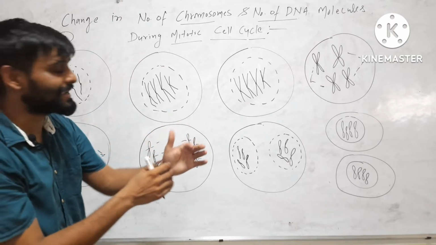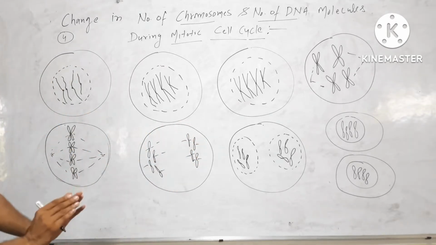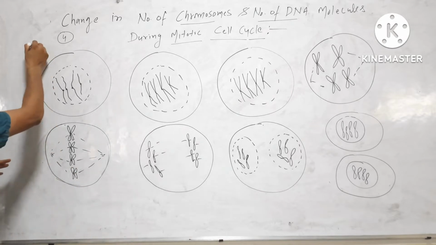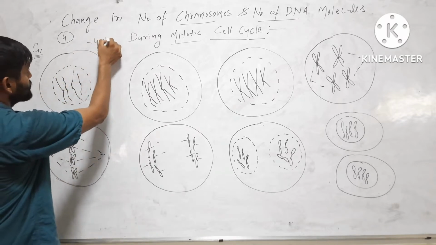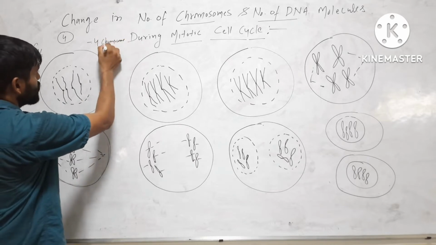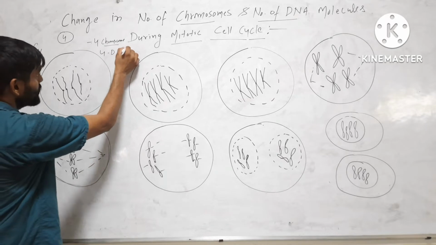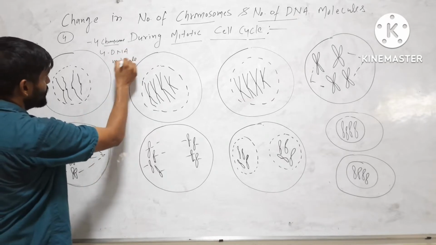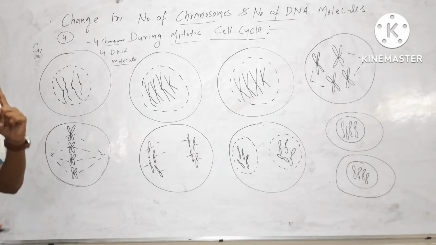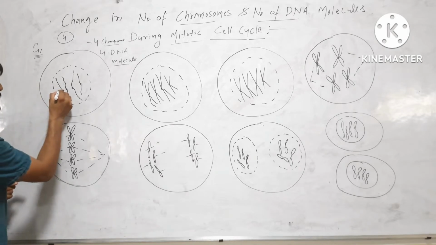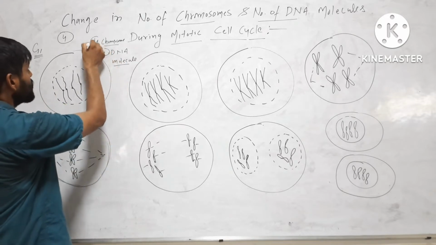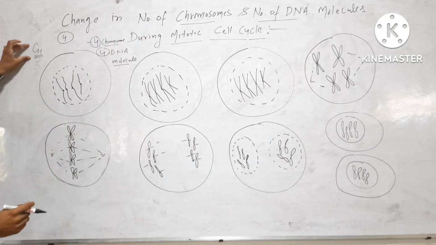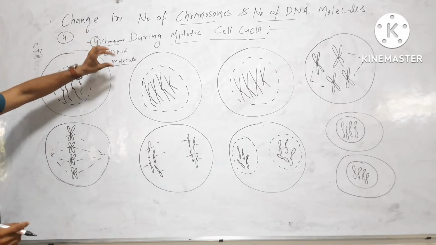So we know that cell cycle starts from G1, growth 1 stage. At this stage, at G1, we will have 4 chromosomes and also 4 DNA molecules. We know that one chromosome has one DNA molecule. That means if chromosome number is 4, then DNA molecule will also be 4. This is G1. At G1, chromosome number and DNA molecule will be the same.